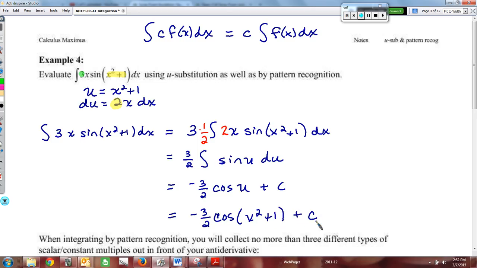Now, the one nice thing about this antiderivative process is once you get what you think is the answer, you can always test yourself and see if you do end up back with the integrand if you were to take its derivative. All right?